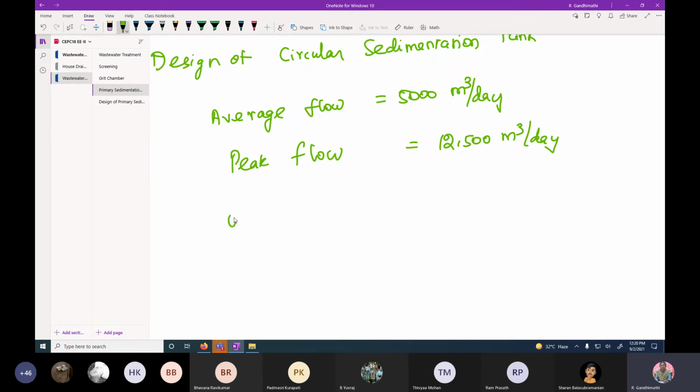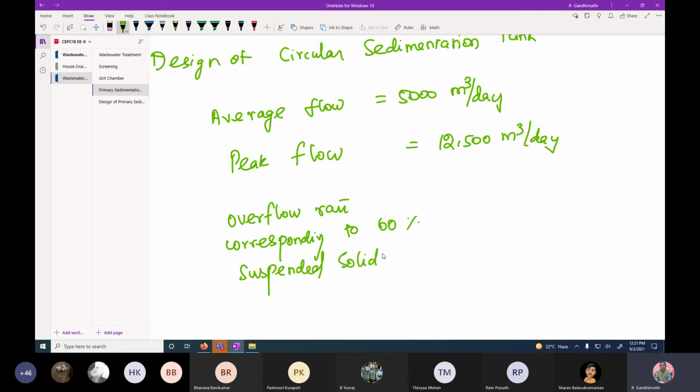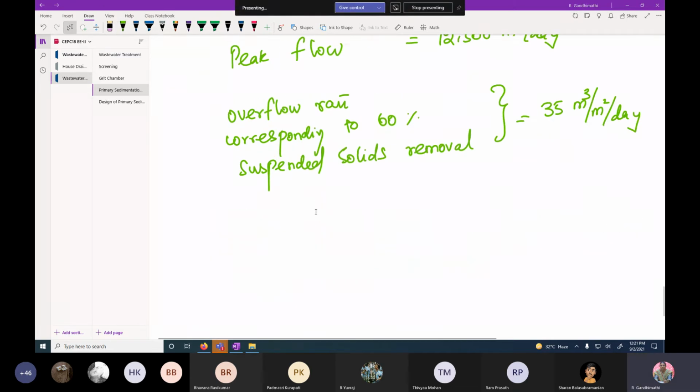Okay, here please note down the overflow rate corresponding to 60% suspended solids removal is equal to 35 meter cube per meter square per day. Can you tell me the procedure, how to find out the diameter of the tank? How to find out the surface area? What is the first step?